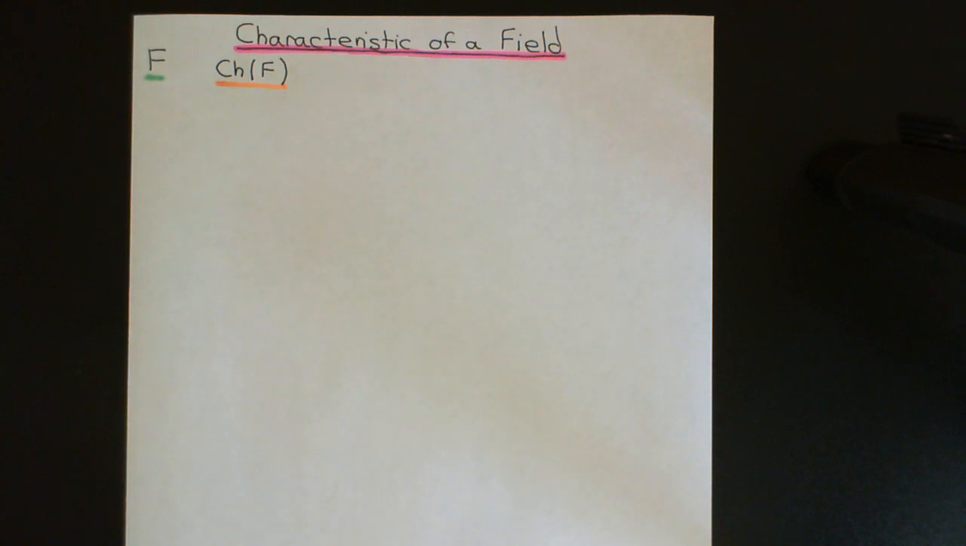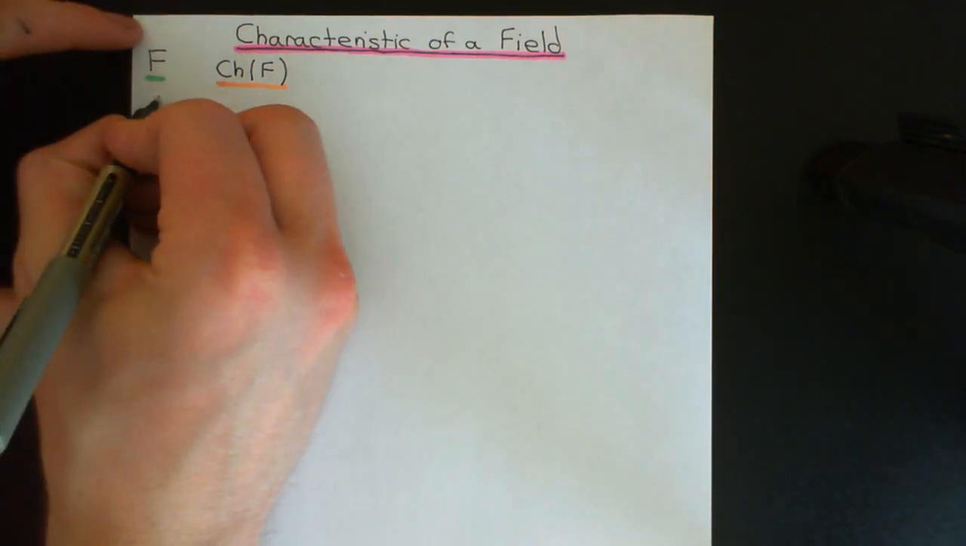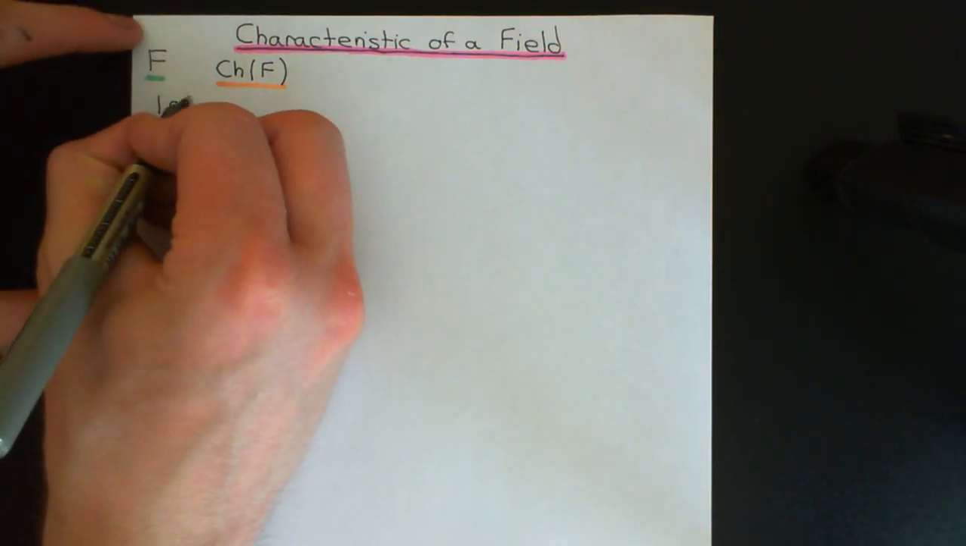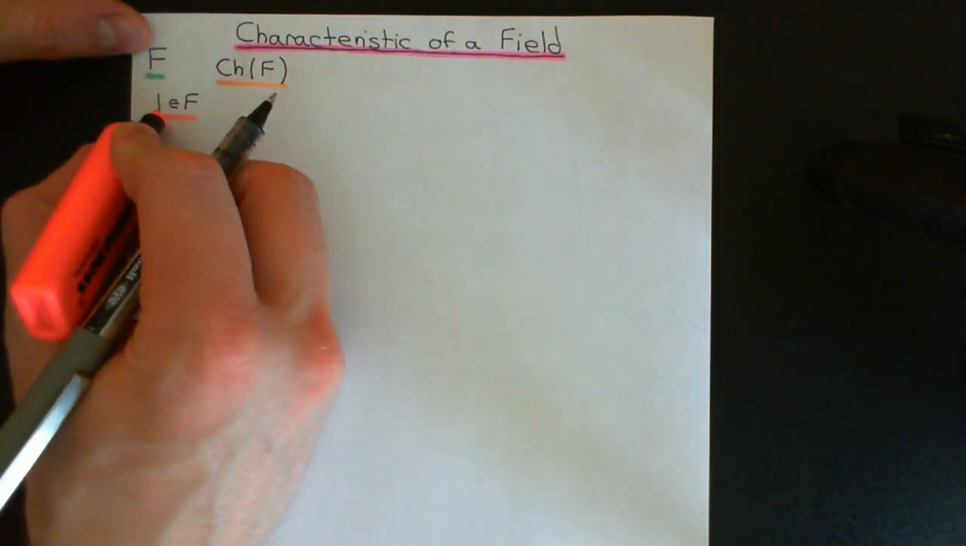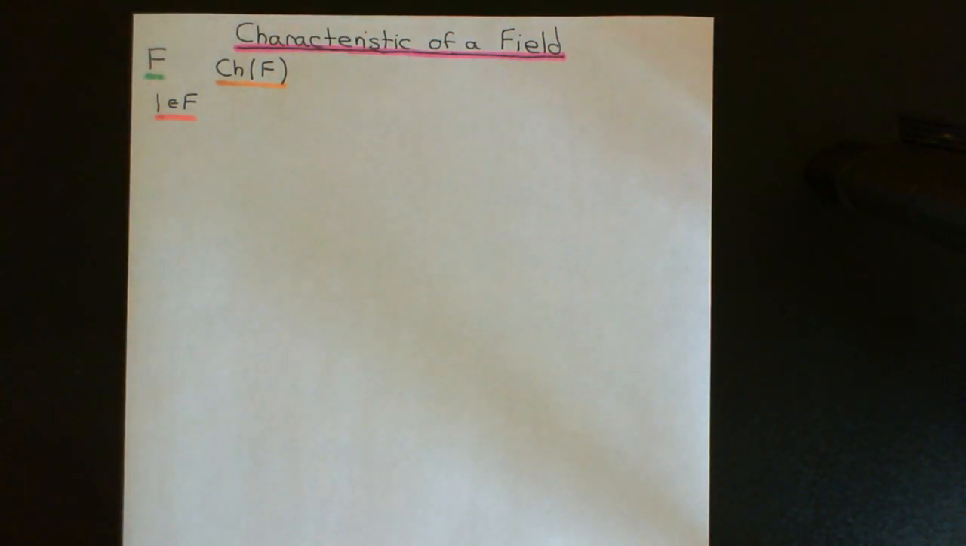The way that you work out what the characteristic of a field is, you take the multiplicative identity in your field. All fields will have a multiplicative identity because they're all non-zero commutative rings. And the other thing to say that's important is that because we know that our field is not the zero ring, the multiplicative identity, which is normally denoted 1, is a separate element from the additive identity, which is usually denoted 0. So the multiplicative identity in a field is not the same as the additive identity. That's the non-zero portion of the definition of a field.